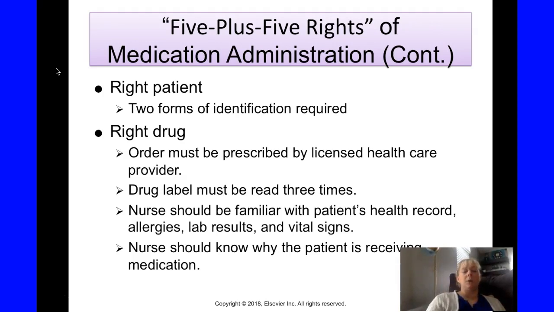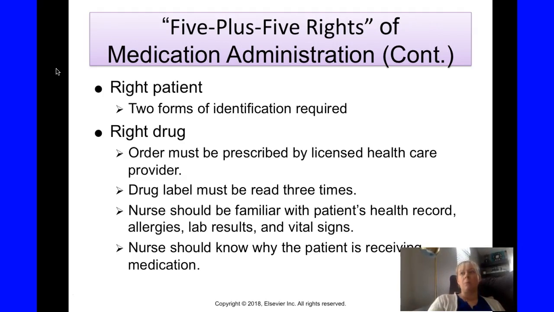The right patient. 2 forms of identification are required. You can ask them their birth date, and then you can look at their armband. But there's 2 forms of identification. The right drug. Order must be by a licensed healthcare provider. You must read the label 3 times to make sure, because there's a lot of medications that sound alike, look alike.